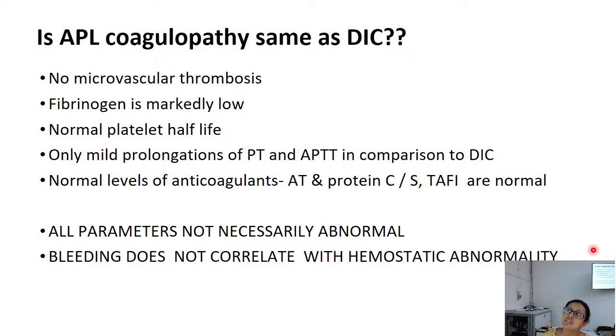So, how different is APL coagulopathy from DIC? In APL, there is no microvascular thrombosis. Fibrinogen is markedly low. The platelet half-life is normal. There is only mild prolongation of PT and APTT in comparison to DIC, and the levels of circulating anticoagulants such as protein C, S, antithrombin, and TAFI are within normal limits. All parameters in APL are not necessarily abnormal, and bleeding does not correlate with hemostatic abnormality.